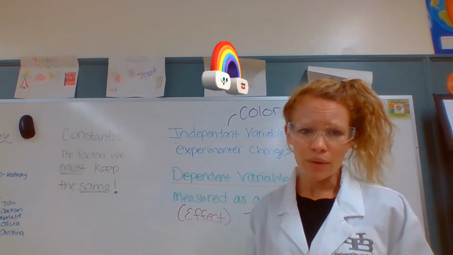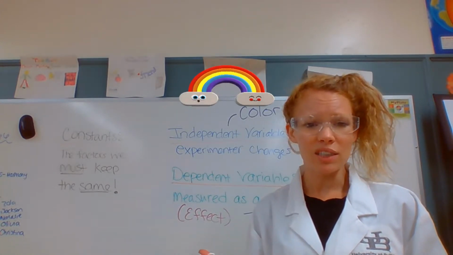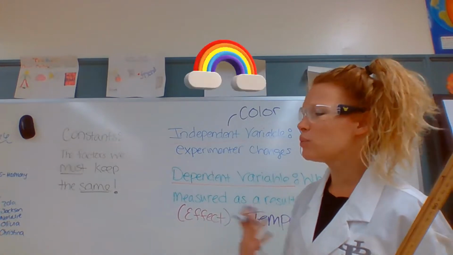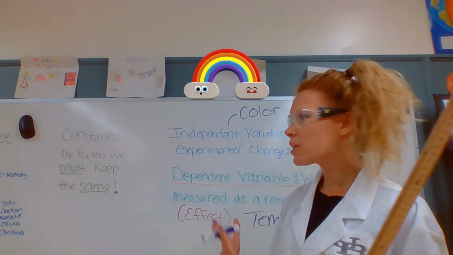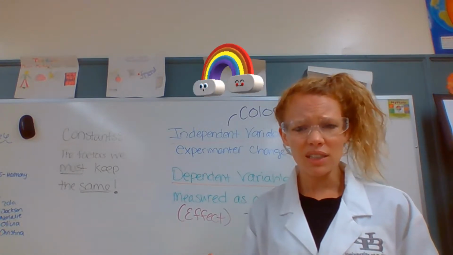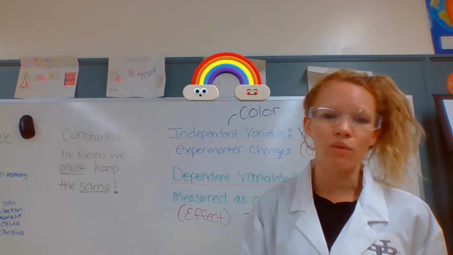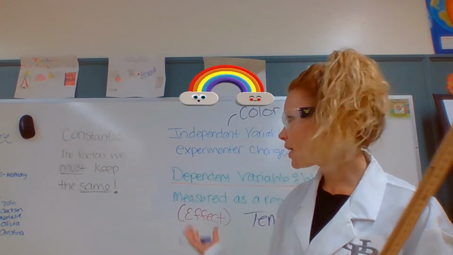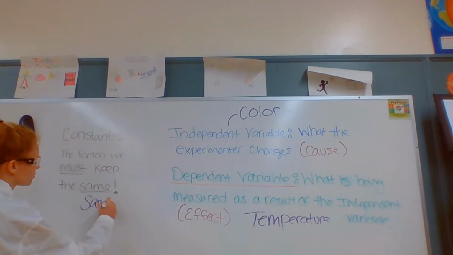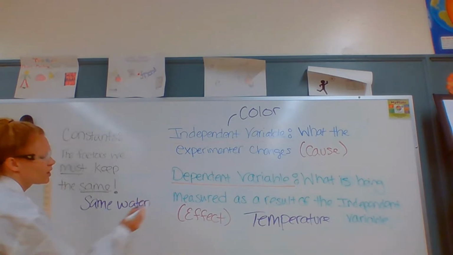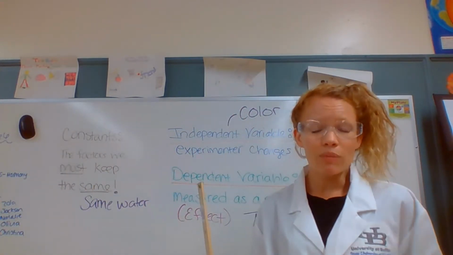So when I'm looking at my question, does color affect temperature? What are some things that I should be keeping constant or not change? If we think back to my procedure, I had cups of water. So for example, when I am thinking of a constant, I should make sure I'm using the same water every time. So it should be tap water and not bottled water and then tap water. So one of my constants would be using the same water.